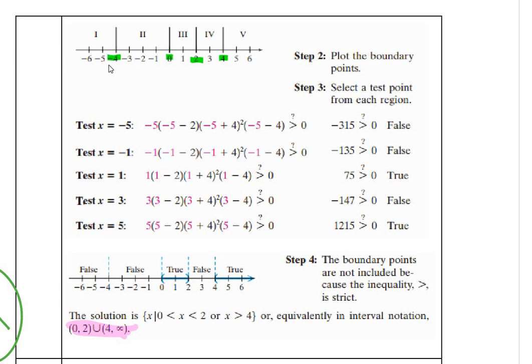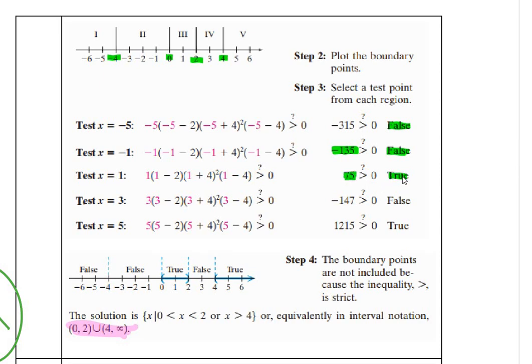So I go to my -5 and I check and I see I get -315. Well, that's not greater than 0, so this is false. Then I go to -1, any number in the region. This is -135. Well, that is also not true. Then I go to my next region. I took 1 there, and I got 75.